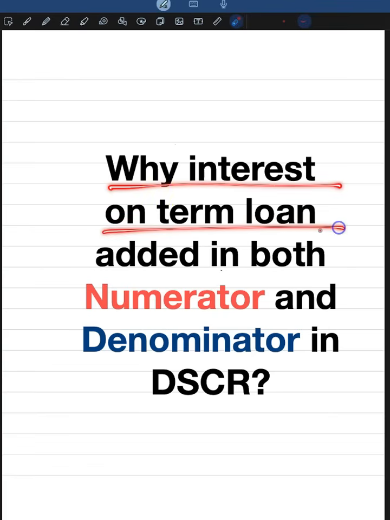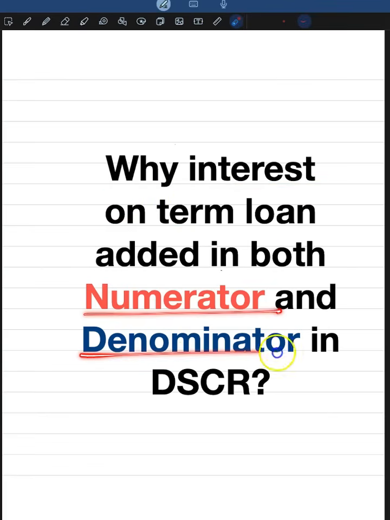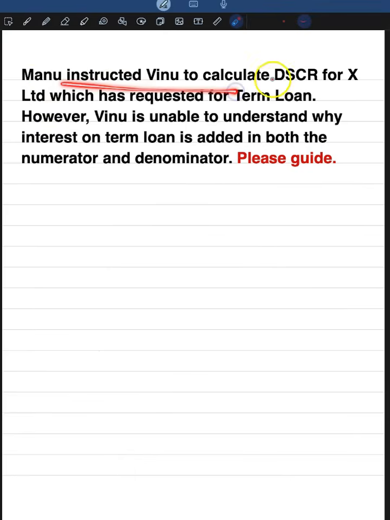Why is interest on term loan added in both the numerator and denominator in DSCR calculation? Let's understand through a small case. Manu instructed Vinu to calculate the DSCR for X Limited, which is requested for a term loan. However, Vinu is unable to understand why interest on term loan is added in both the numerator and denominator.